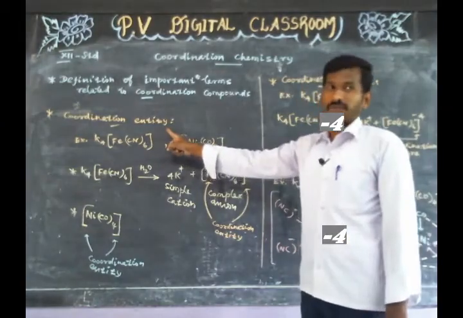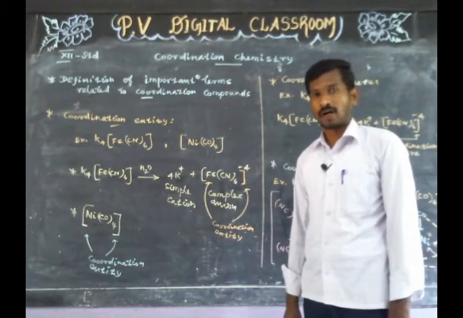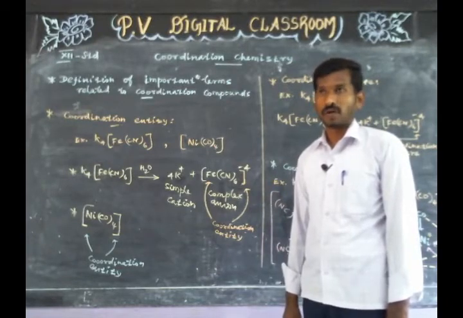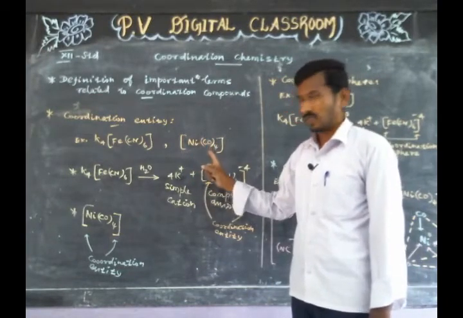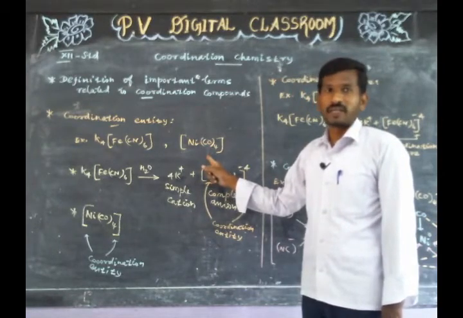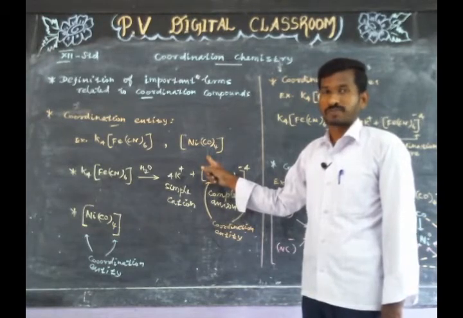Coordination entity. In coordination compounds, the central metal atom or ion and ligands that attach to it are enclosed in a square bracket. It is called coordination entity. It is a part of coordination compounds.